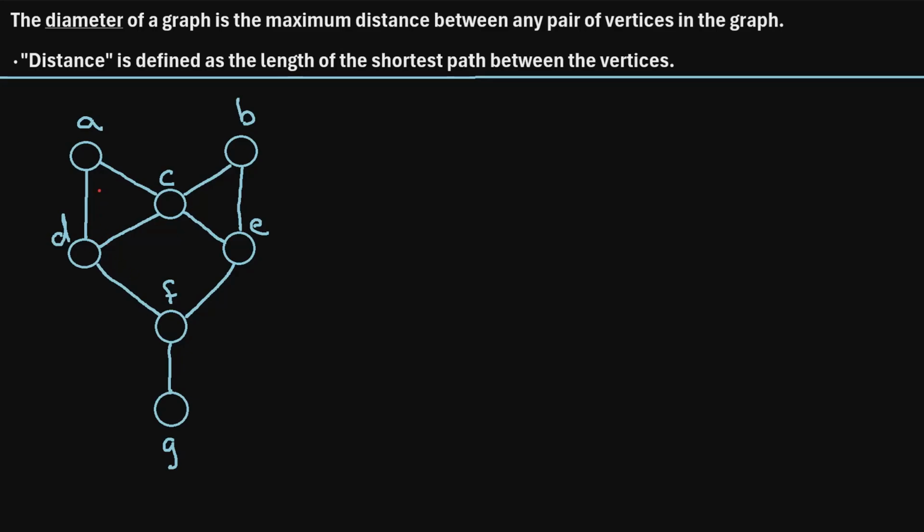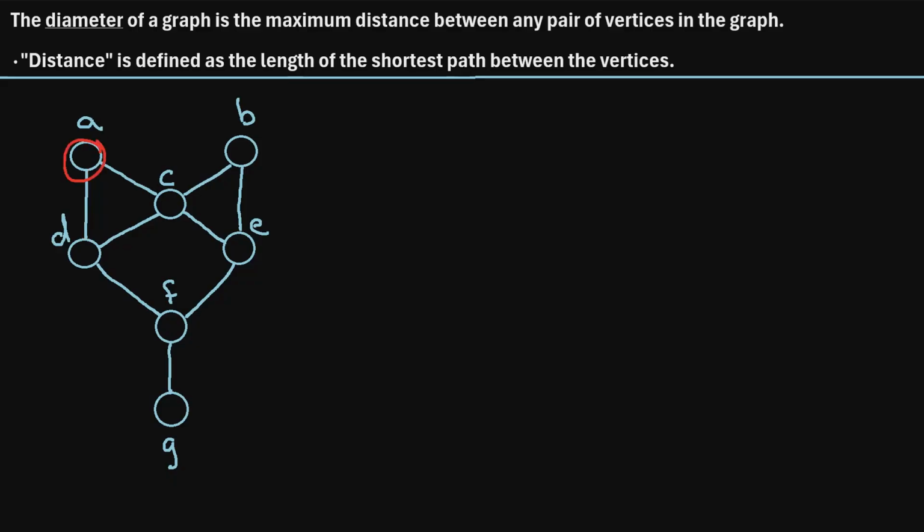So because of that, we don't need to worry about the vertices that have a distance of 1. So for example, to go from A to D, that's a distance of 1. We only have to cross one edge. We don't need to consider that distance because we know that the diameter of the graph, or the maximum distance, must be at least 2.